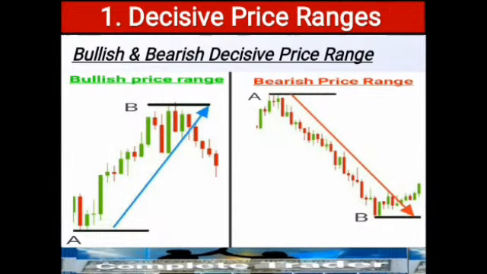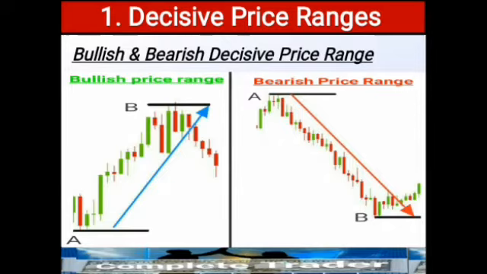Now, we have the bullish and the bearish forms of decisive price range. And just like you see on your chart, the decisive price range is to your left. The same thing with the bearish. Both of them are decisive price ranges, but you are given the two different forms of a decisive price range. You have the bullish form of it, and you have the bearish form. So what does a decisive price range mean?